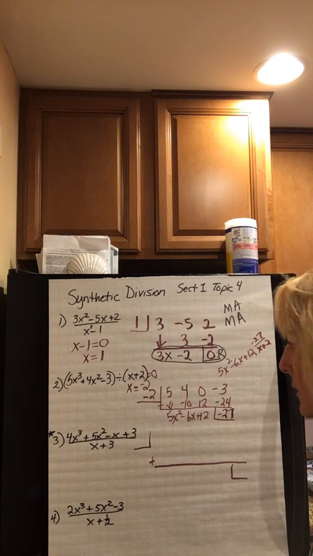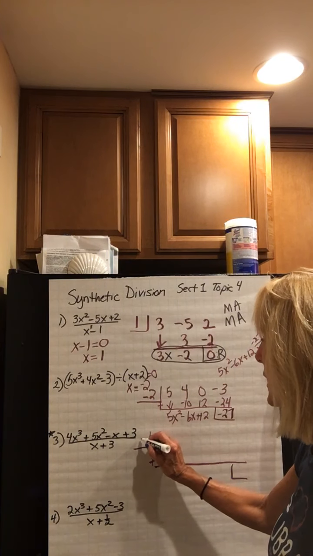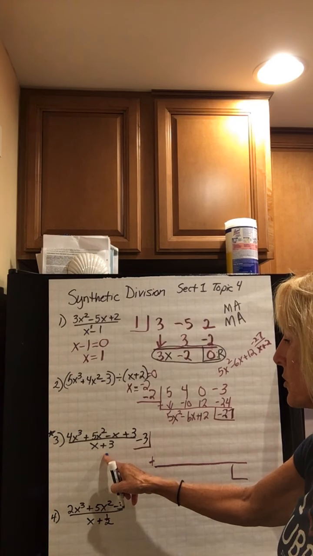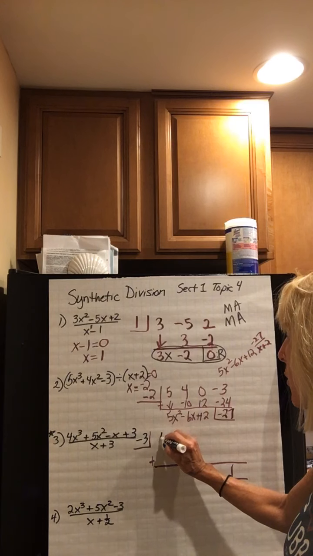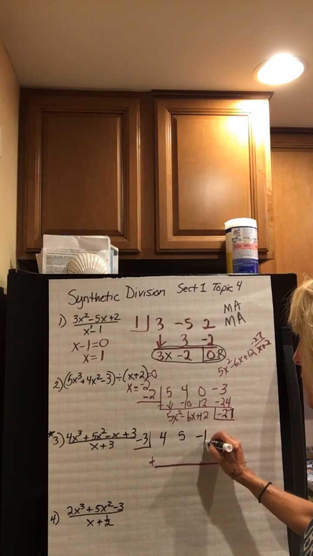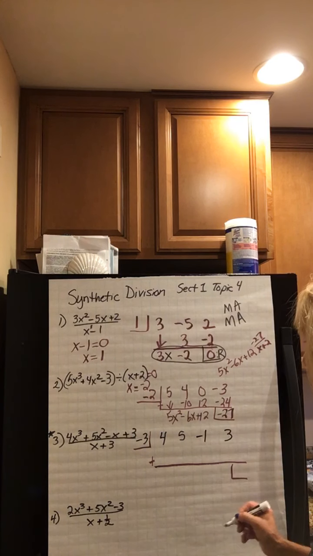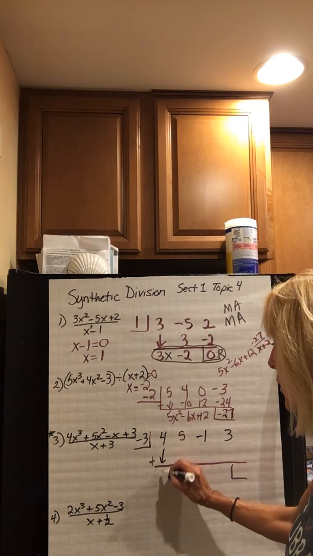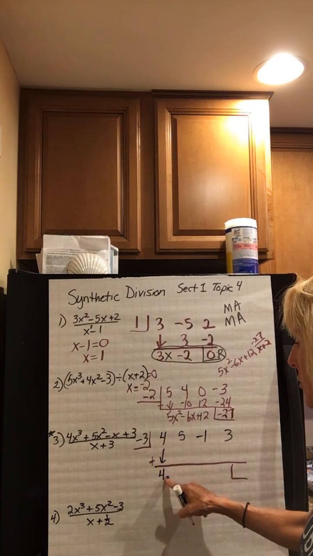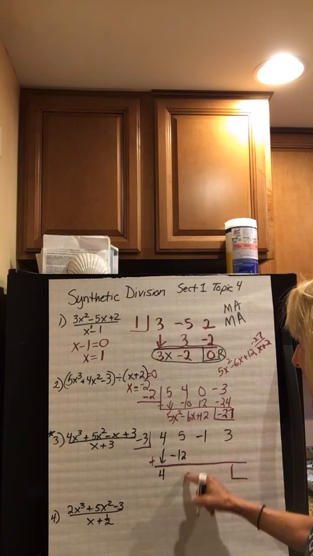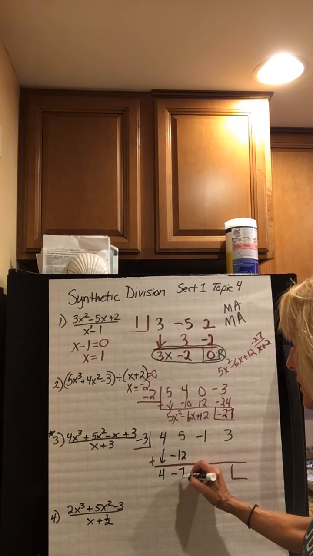Okay, so I'm back. Hopefully you put a -3 here, because you set it equal to 0, and then you put a 4, you put a 5, you put a -1, you put a +3. So no terms are missing. And then I'm going to drop the 4. I'm going to multiply. -3 times 4 is -12. Then I add, I get -7.